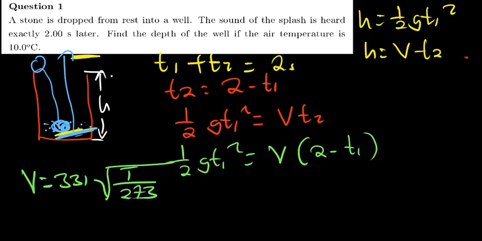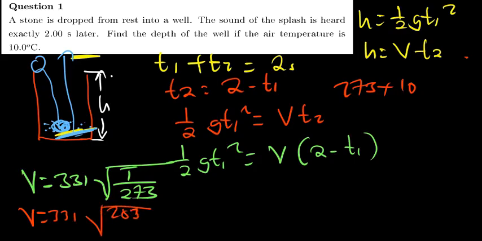So this temperature we have to change it to Kelvin. So I'll say 273 plus the degrees, which is 10. That will be now the temperature in Kelvin. So I'll say 273 plus 10, which is 283. So my V will be equal to 331 times the square root of 283 divided by 273, like that.